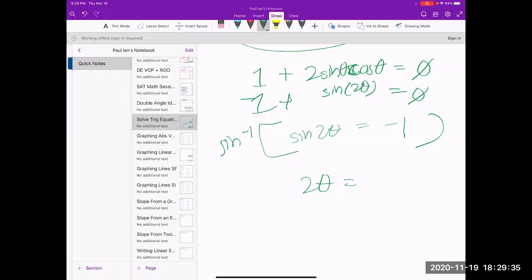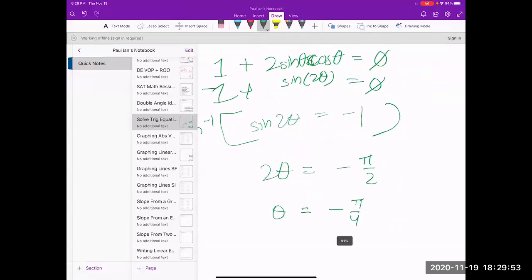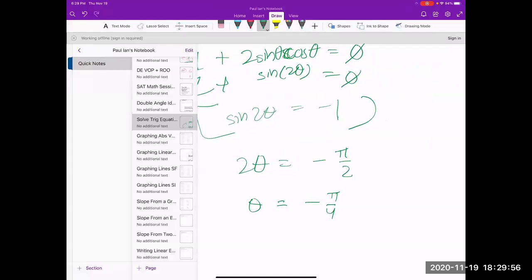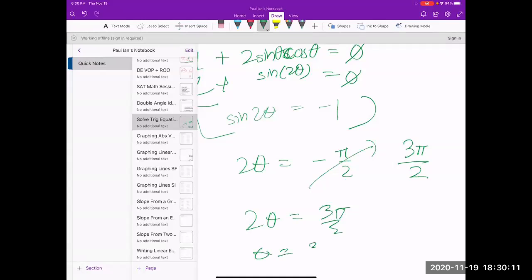Arc sine of negative 1 is negative pi over 2, or 3 pi over 2. So the pi here would be negative pi over 4. Did you get this one correct, or we can't have negative? Oh, you guys can't have negative? No. Okay, so it would be the other one, 3 pi over 2. And so 2 pi equals 3 pi over 2, and then pi equals 3 pi over 4.